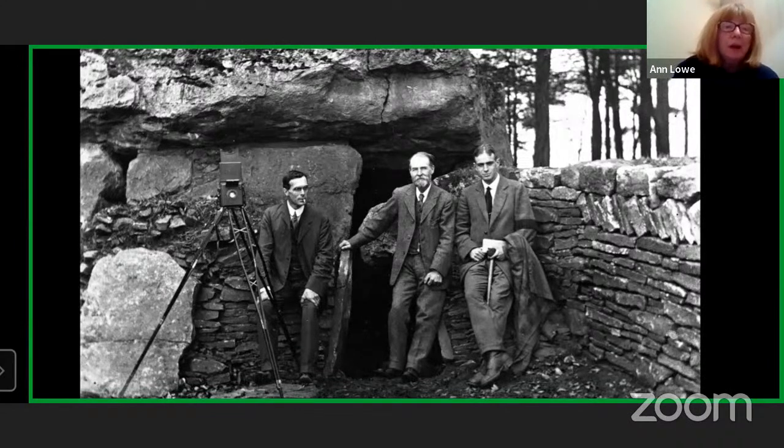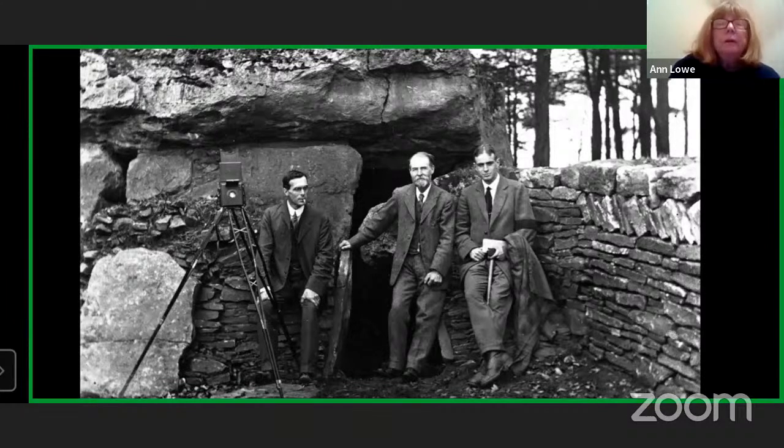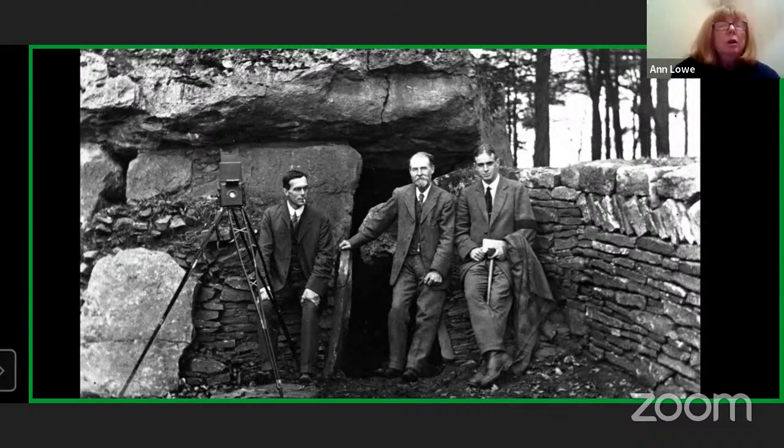There's a photographer because he's got a camera. There's two other men, one's got a walking stick. One is older than the others, I think. And they're standing near a wall, and behind them, a dry stone wall, I think. And then behind them is a sort of rock shelter. It's just this big rock, a big plinth, and a roof.